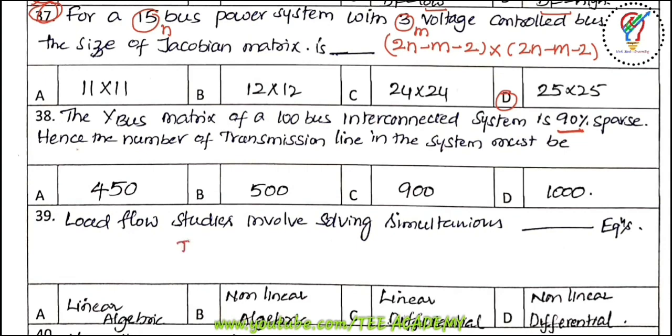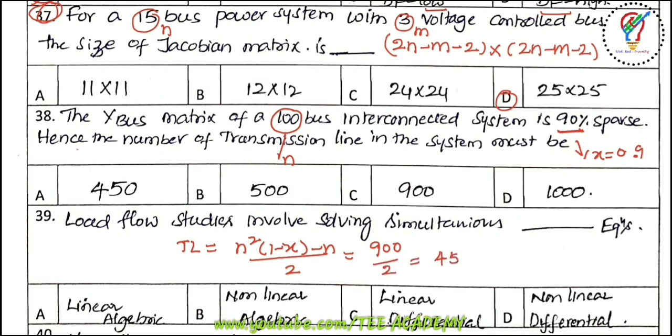The number of transmission lines will be equal to n square into 1 minus x, minus n, divided by 2 here. What is n? n is nothing but 100. So substitute n as 100 and x value as 0.9. You will get it as 900 by 2. So the answer is 450. So option A matches with the answer here. A is the right option here.